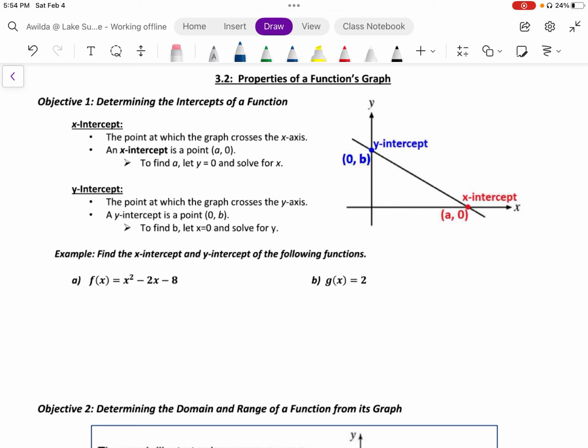In section 3.2, we're going to continue talking about functions, and in particular, we're going to look at properties of a function's graph. First, let's review the concept of a y-intercept and that of an x-intercept. A y-intercept, you may recall, is a point that is part of a graph that falls on the y-axis. The y-intercept would have 0 as its x-coordinate, and then some real number b as its y-coordinate.